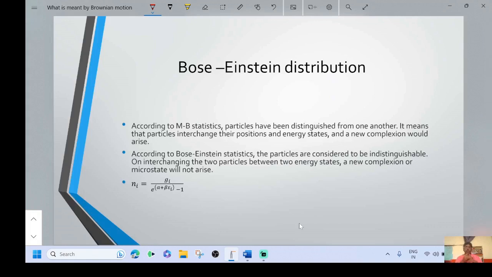Bose-Einstein distribution. According to Maxwell Boltzmann statistics, particles are distinguished from one another. It means that particles interchange their positions and energy states, and a new complexion would arise. According to Bose-Einstein statistics, the particles are considered to be indistinguishable. On interchanging two particles between two energy states, a new complexion or microstate will not arise. Here Ni equal to Gi divided by e power alpha plus beta Ei minus 1.